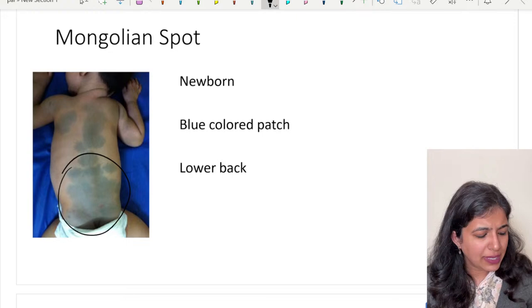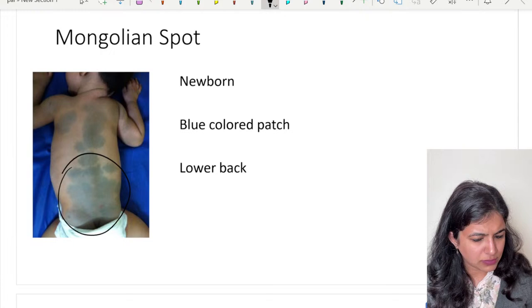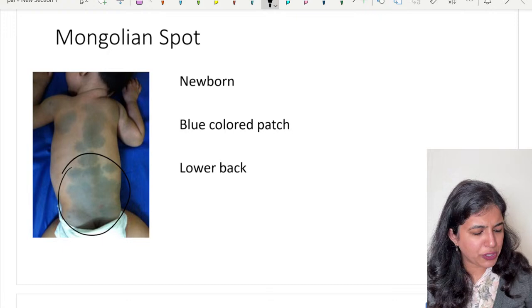Is the voice better without the mic? Is the audio better without the mic?